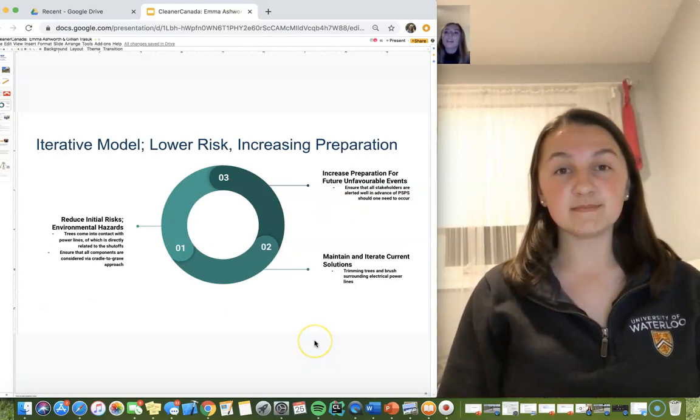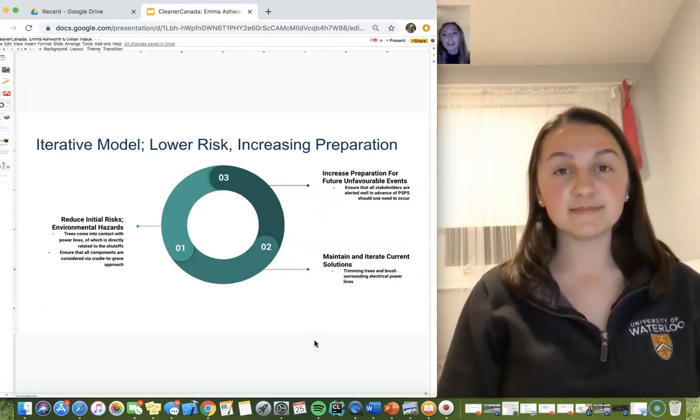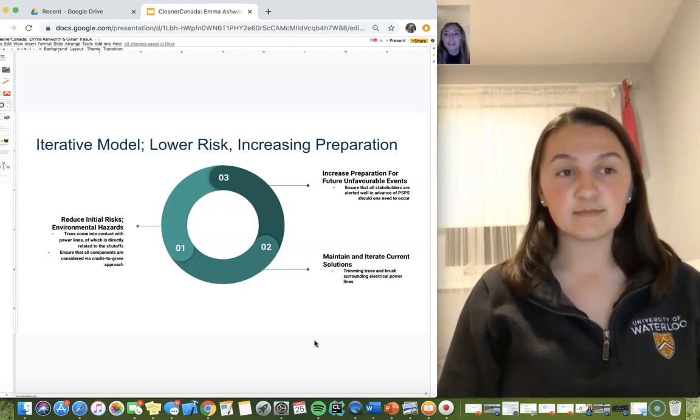So we created an iterative model for lowering the risk and increasing preparation. The first step will be reducing initial risks, such as environmental hazards. For example, trees come into contact with power lines, which is directly related to the shutoffs, since the power lines could cause ignition of the trees, causing wildfires. So this should be avoided.